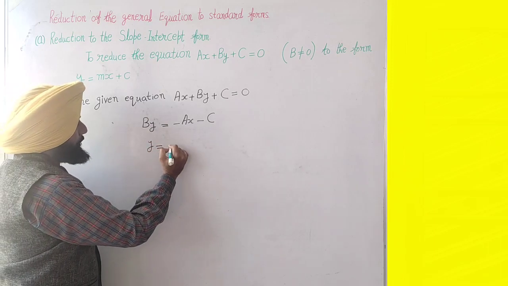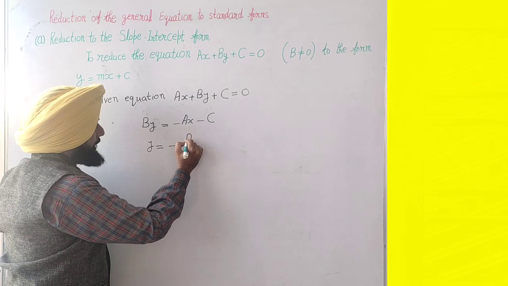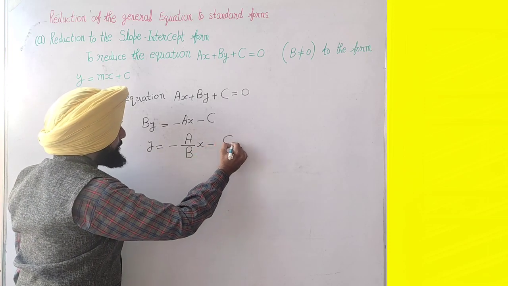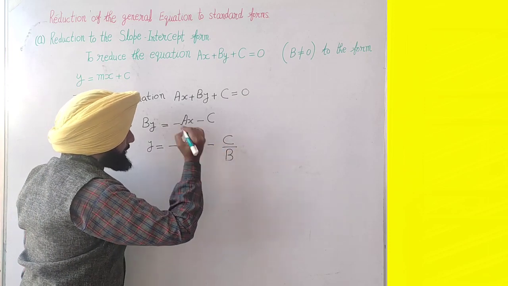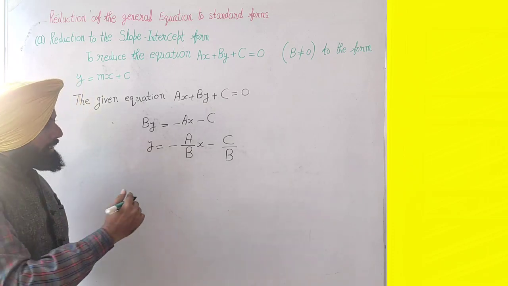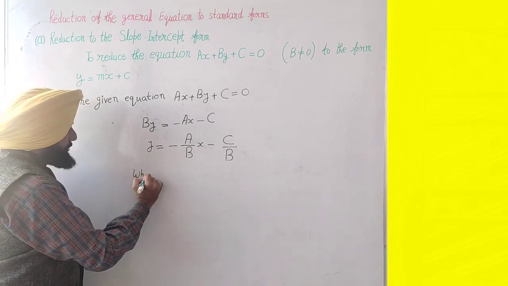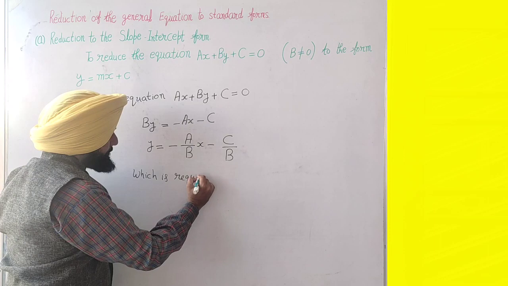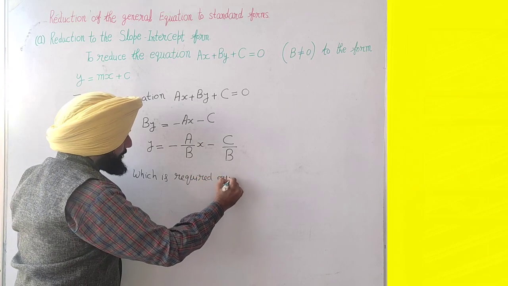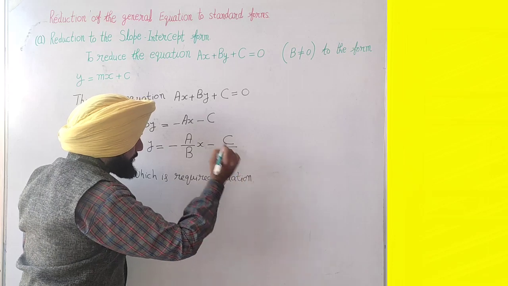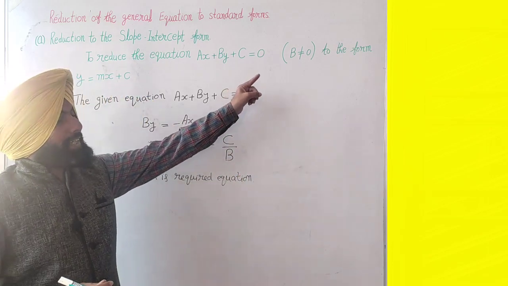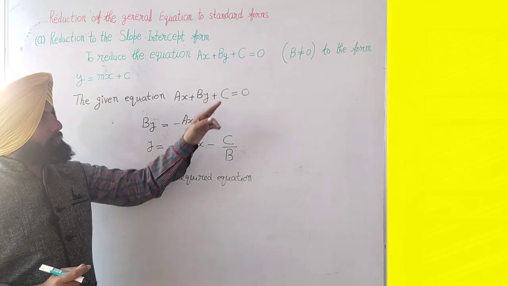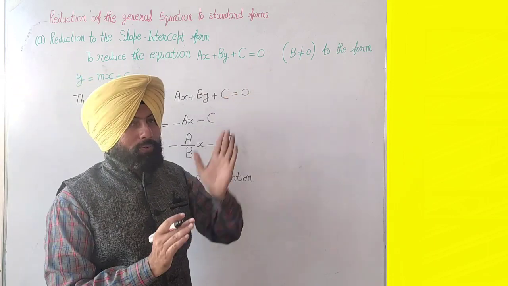y equal to negative capital A over capital B x minus capital C over capital B, which is the required equation. Now B not equal to 0, in the denominator B cannot be 0. So here it mentions b not equal to 0.